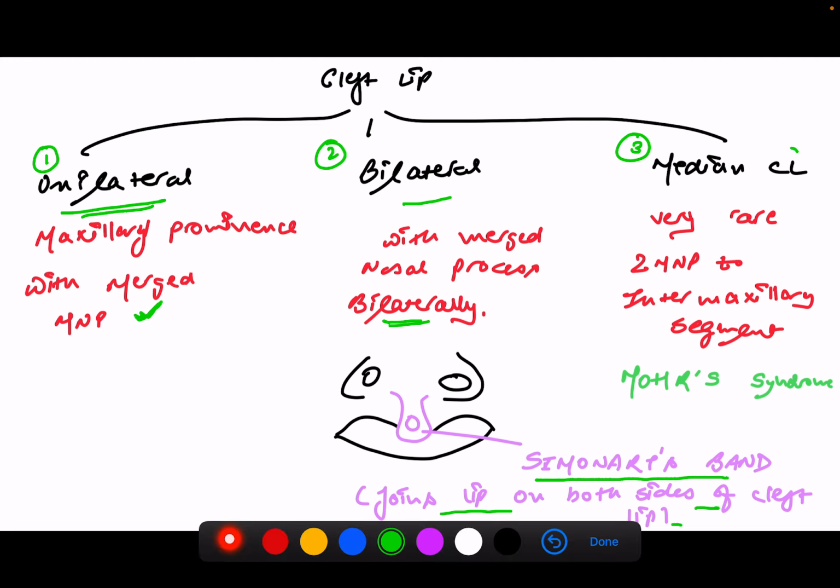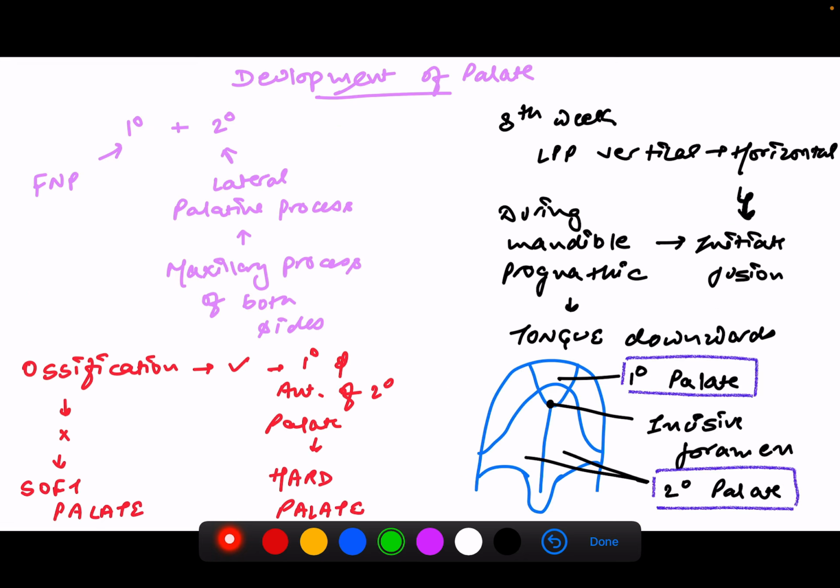Third one is median cleft lip. This cleft lip is seen in Mohr's syndrome and it is a very rare condition. In this, the 2 medial nasal processes fail to fuse with the intermaxillary segment.